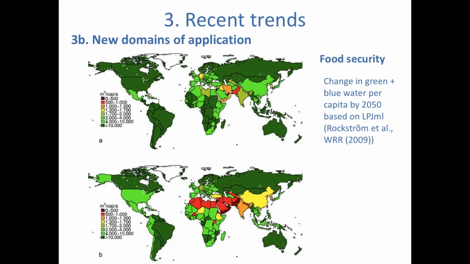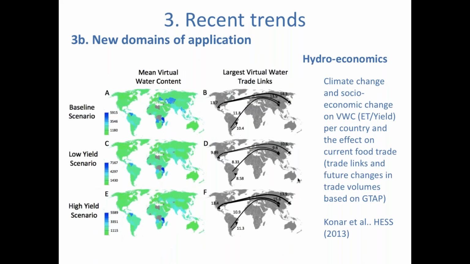Okay, now let's move to some recent trends, new domains of application. I'll quickly go through it. You see now, for instance, that they apply global hydrological models to food security. In this case, it's the change in green and blue water due to socio-economic change, calculated by LPJmL, so the change in green and blue water use.